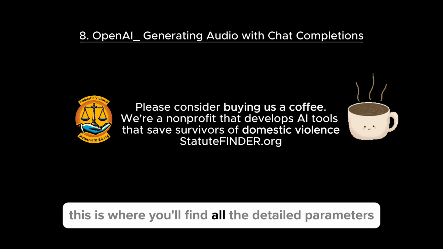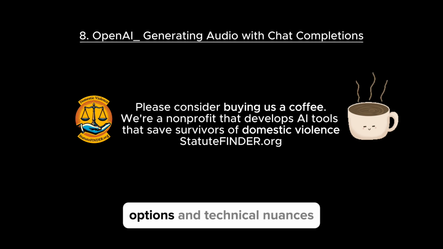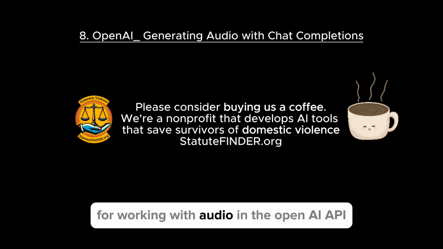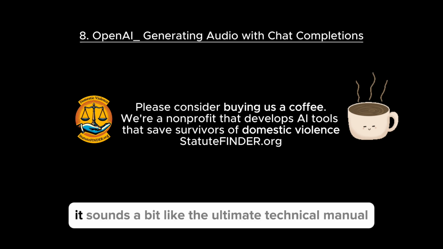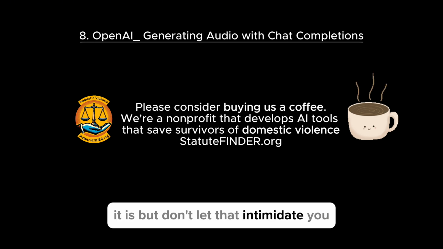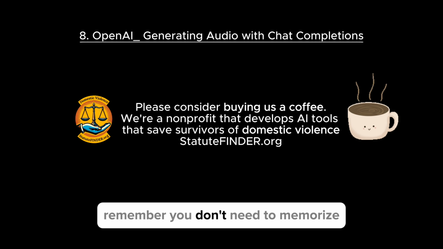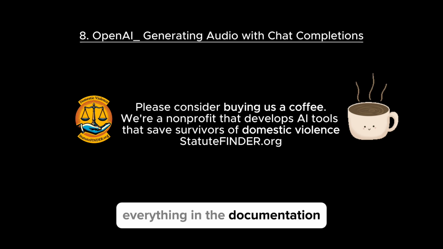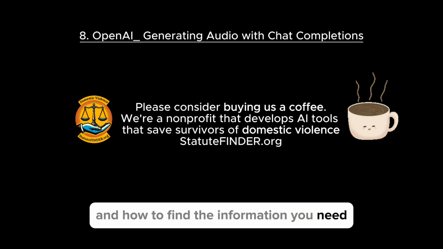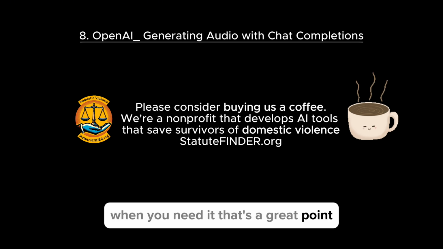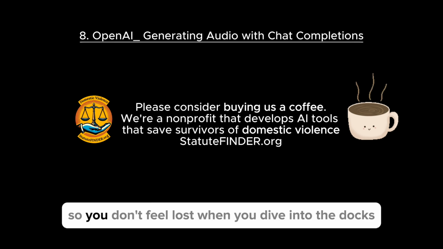This is where you'll find all the detailed parameters, options, and technical nuances for working with audio in the OpenAI API. It sounds a bit like the ultimate technical manual. It is, but don't let that intimidate you. Remember, you don't need to memorize everything in the documentation. The key is to know what's there and how to find the information you need when you need it. That's a great point. It's more about having that roadmap, that sense of familiarity, so you don't feel lost when you dive into the docs.